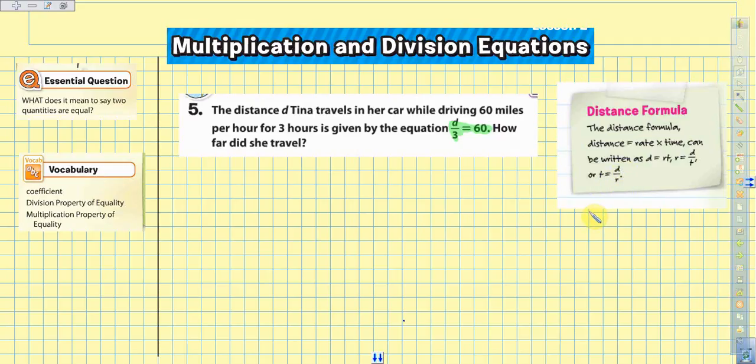Okay, so in this case, what we have is our distance, which is miles, or D equals RT. So we have miles per hour. She's driving 60 miles per hour for 3 hours. Okay, we want to know, well, what's the distance? So she was driving 60 miles per hour and she was going for 3 hours. So we wrote it as D divided by 3 is equal to 60.